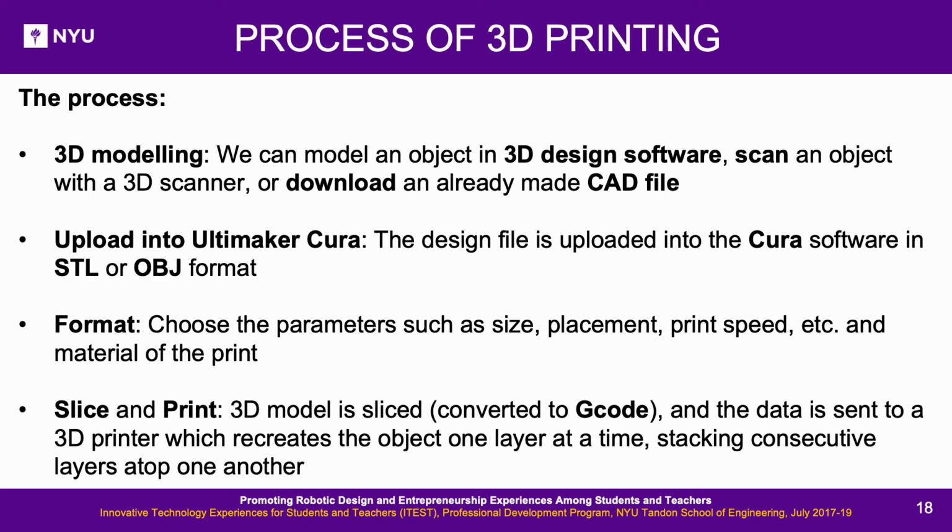Slice and print. The 3D model is sliced, that is, it is converted to G-code. Then the data is sent to a 3D printer. Here it recreates the object one layer at a time, stacking consecutive layers atop one another.